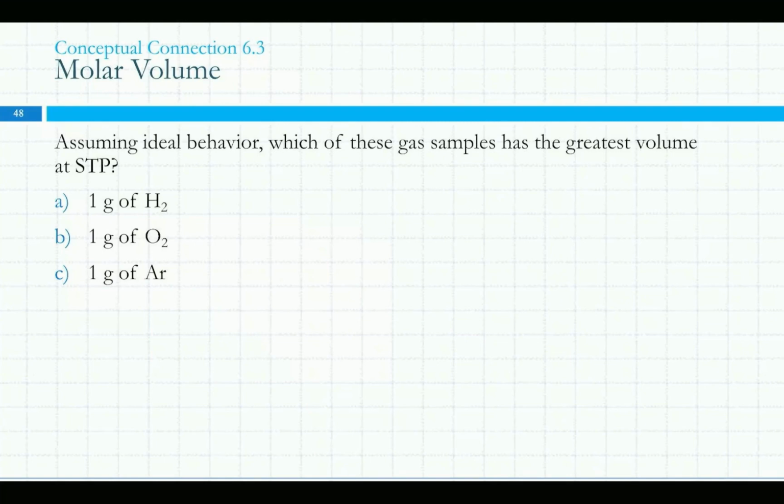It's H2. So it's about 1/2, because I would essentially divide this by 2.02 grams per 1 mole. So equals about 0.5.